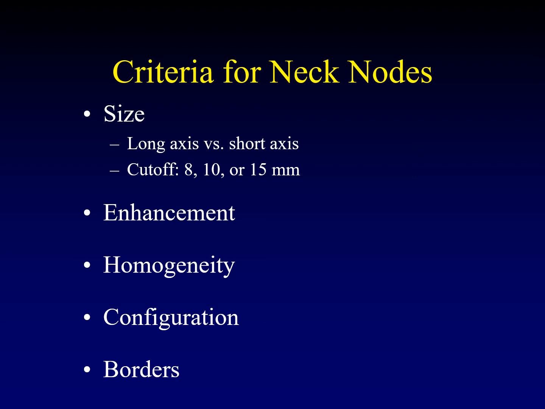Spherical nodes are abnormal, and malignancy tends to form spherical nodes. So if you see something that is truly spherical, that is more likely to be malignant. Borders: if you see irregular borders, if it's not a well-defined mass, that not only suggests malignancy, it even suggests extranodal extension outside of the node itself, so a very aggressive tumor.